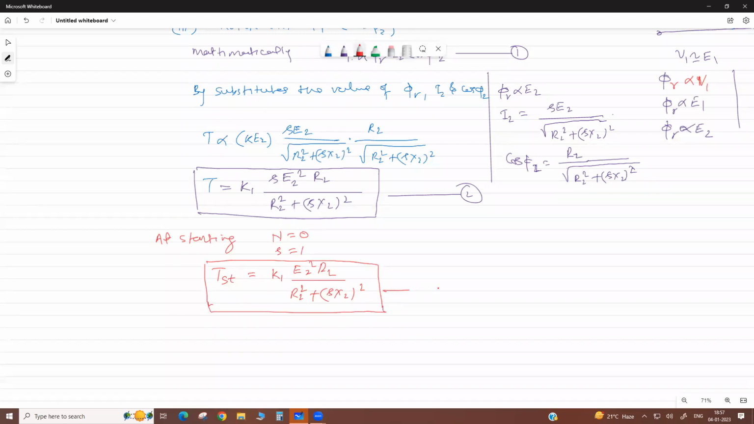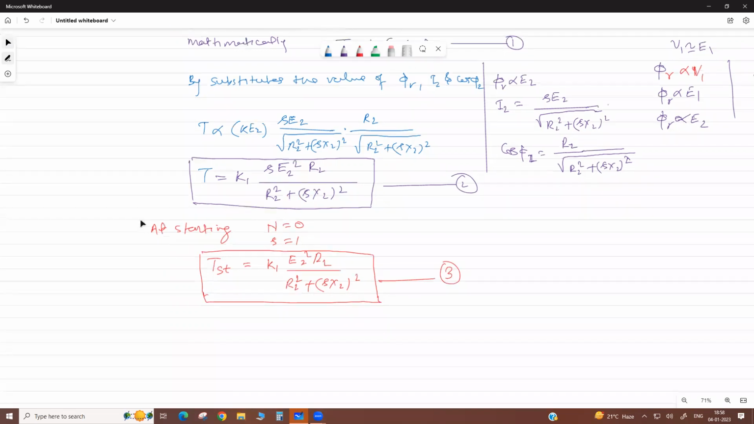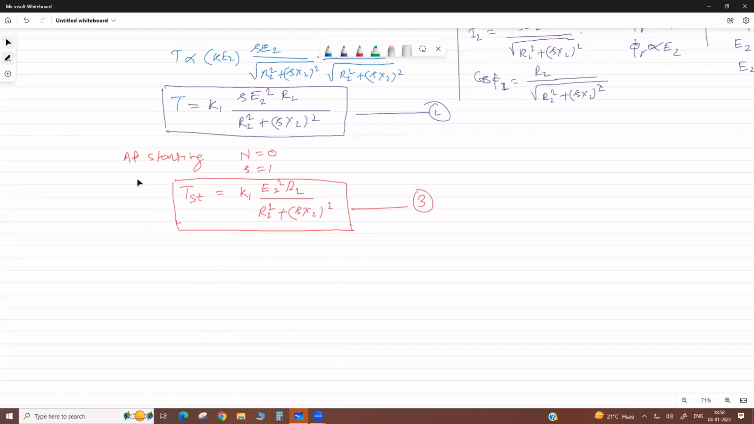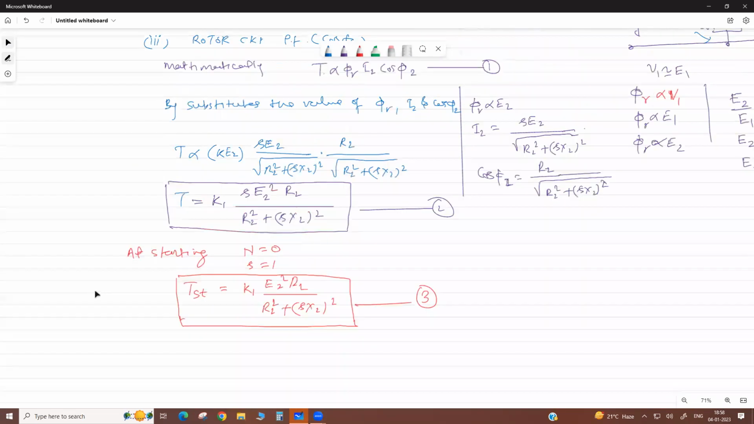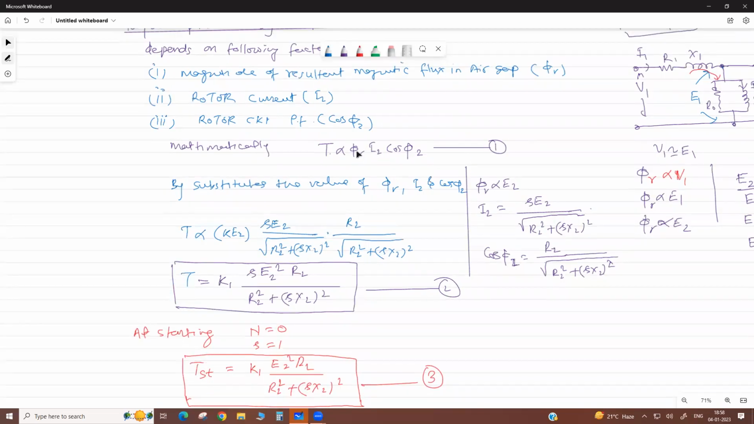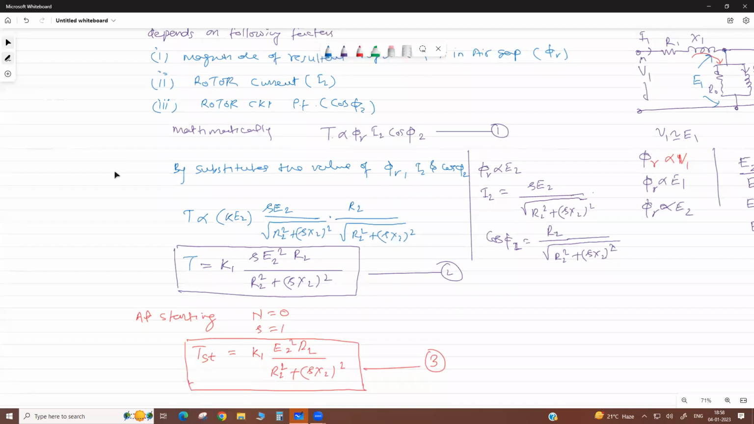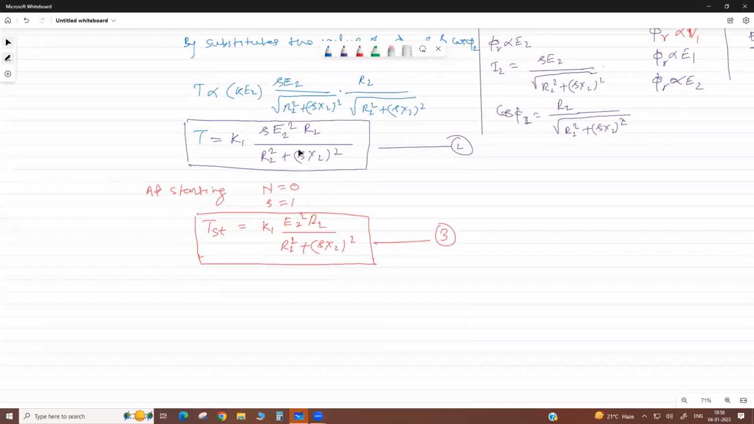Now this is asked as one question: starting torque depends on what? The torque depends on the flux, meaning the supply voltage, the current, and the power factor. And this is E2 square, okay? E2 square.